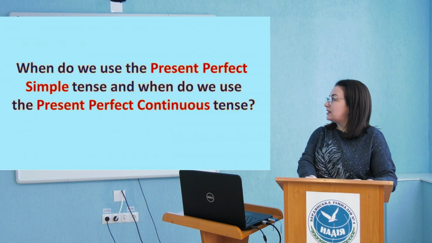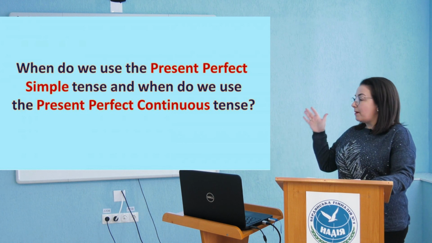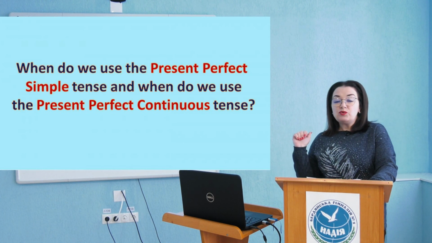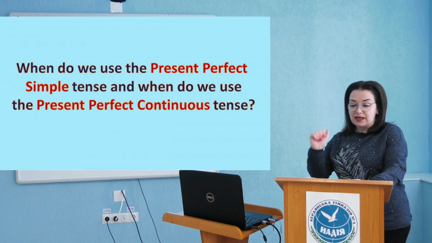A couple of weeks ago I created a lesson about the present perfect tense: what it looks like, where and how we use it. And I talked about the main rules of the usage of the present perfect. And now we have a chance to discuss one more, absolutely popular subject, and the question is: when do we use the present perfect simple tense and when do we use the present perfect continuous tense?